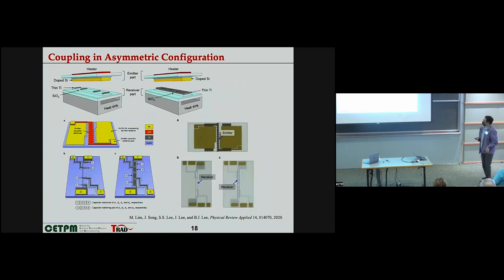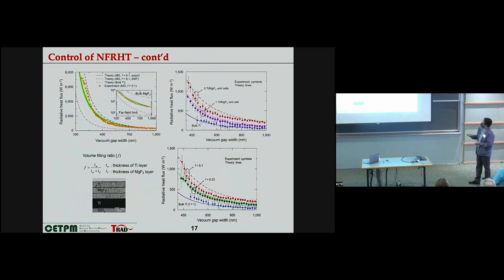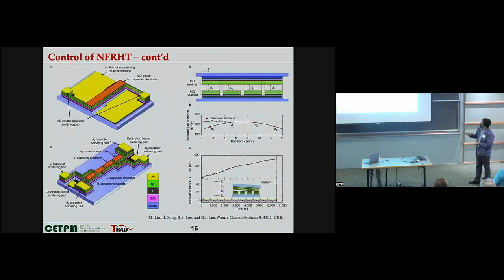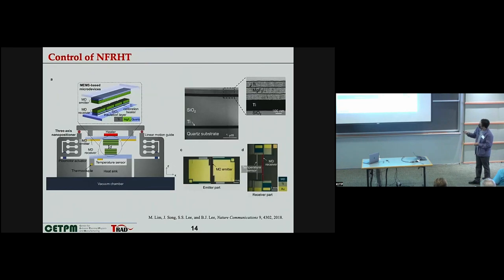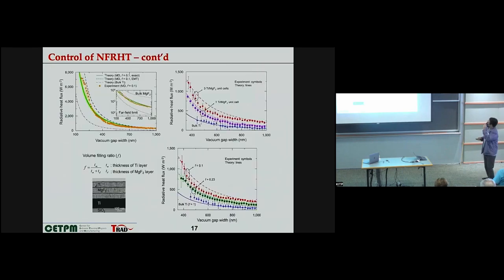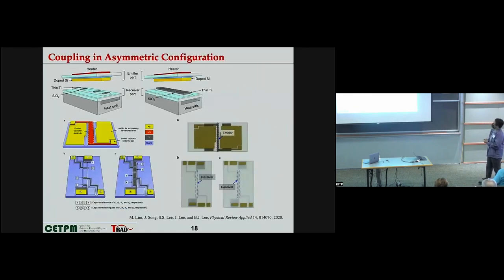After that, we think about the asymmetric configurations. Again, this idea, we are using the same multi-layer structures. For TPV applications, we have to consider the asymmetric configurations. The emitter and the cell are different. So we did a very simple experiment.